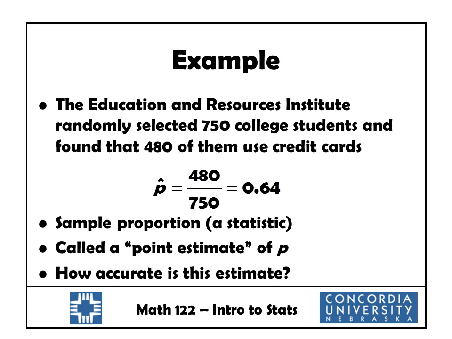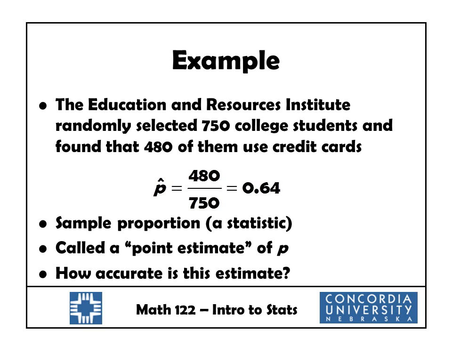So the Education and Resource Institute randomly selected 750 college students and found that 480 of them use credit cards. So based off of that, we would calculate a sample proportion denoted by P hat. Take the number that do use credit cards, 480, divide it by the total number that we talked to, 750, and we would get 0.64. So there we have a sample proportion of 0.64. That number is a statistic because it was calculated based off information from a sample.